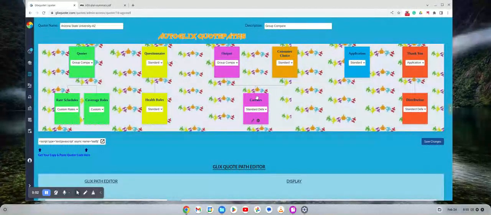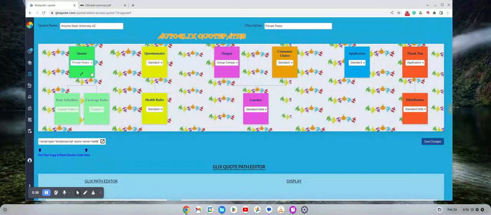This is a brief overview of how to go about finding the information for the group compare. So group compare, and for that matter, private rates also, these two quote paths, group compare and private rates, are for comparing somebody's group life insurance through their employer to the private market. Now, let's start with the easy one.